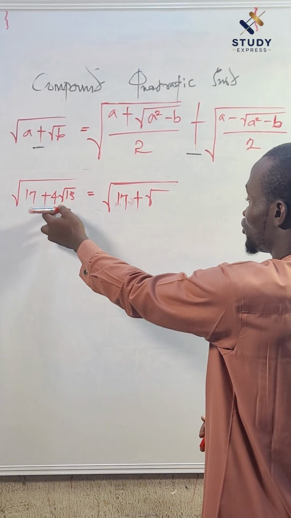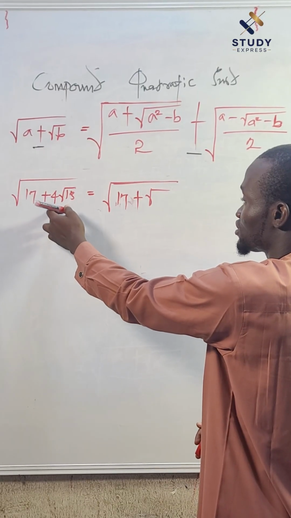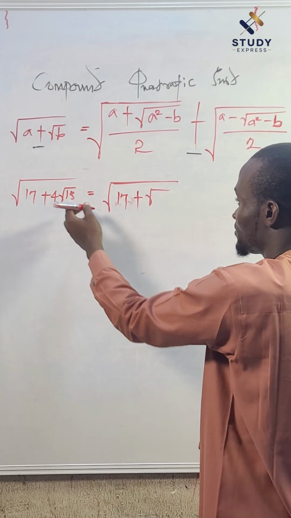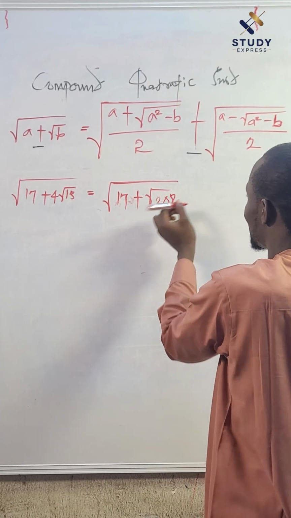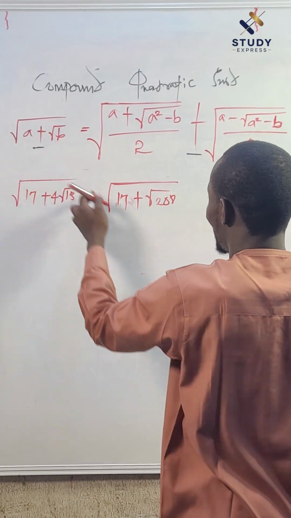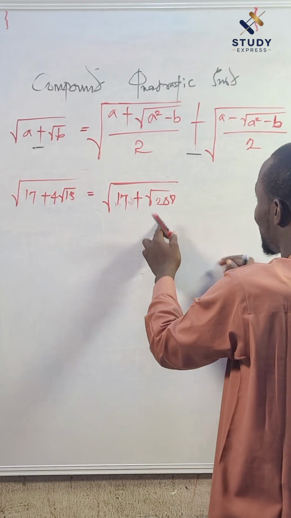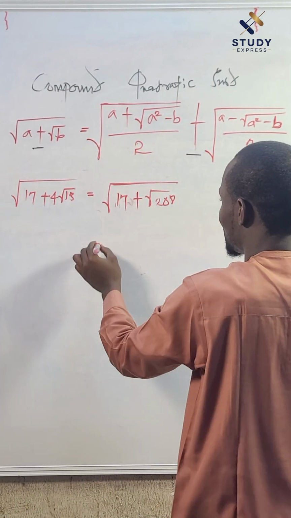So you're going to bring 4 in, and 4 becomes 16. So 16 times 13 gives me 208. So now we can solve. What's our A? Our A is 17. What's B? B is 208. So now let's compute this into this expression.